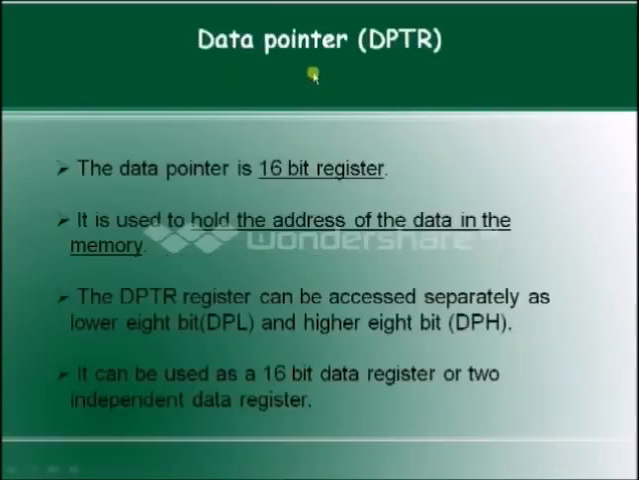Now we have one more register, that is the data pointer, and the size of this register is again 16-bit. It is mainly used for holding the address of the data RAM. If I'm connecting an external memory, that is external RAM, then I have to access the memory locations from the data RAM by using this data pointer register. It is a 16-bit register, but I cannot use it directly, so I have to use its 8-bit names like DPL and DPH. It can be used as a 16-bit data register or as 2 independent data registers.